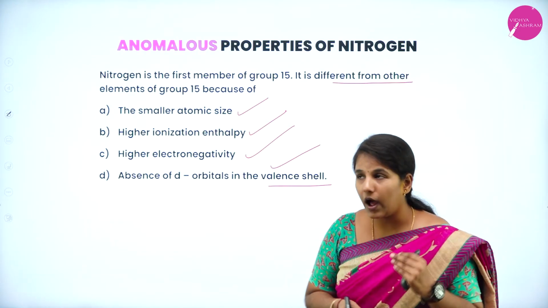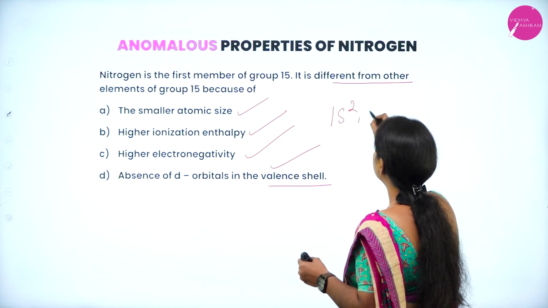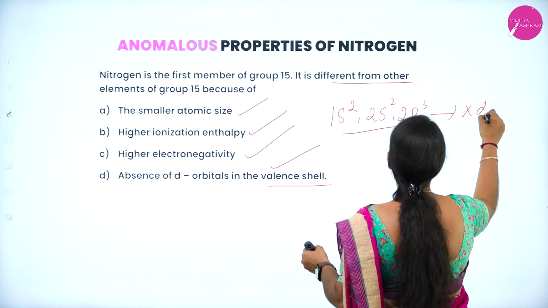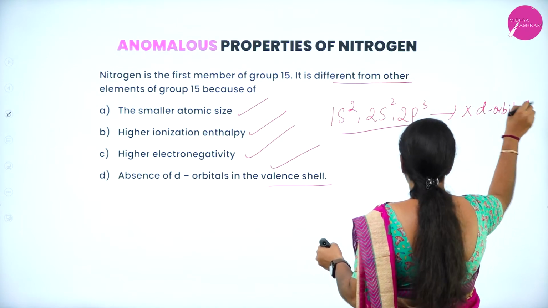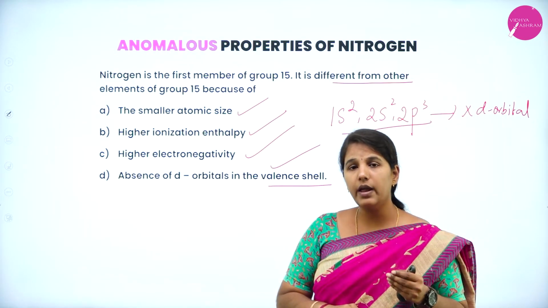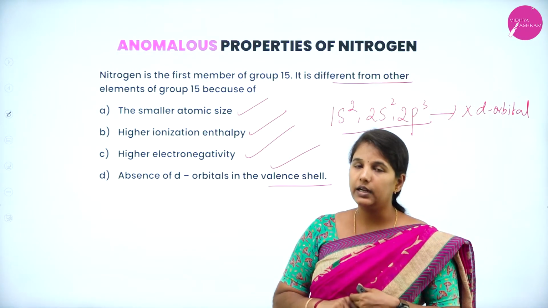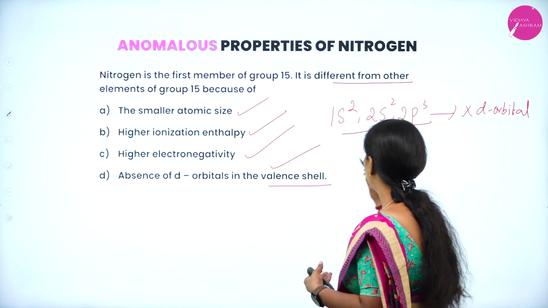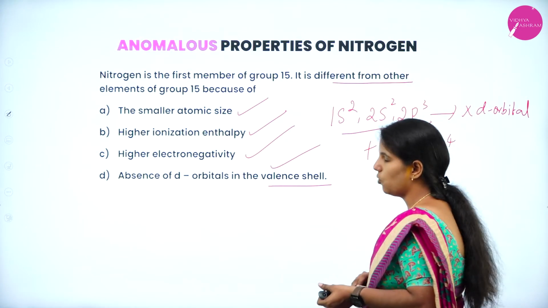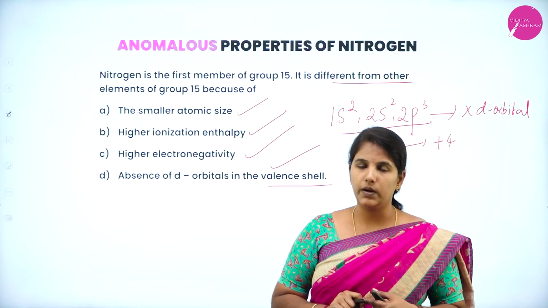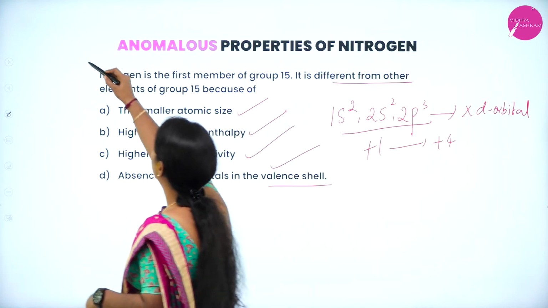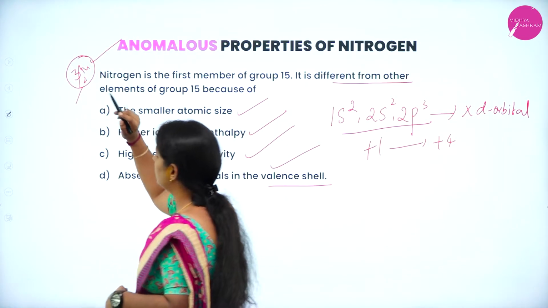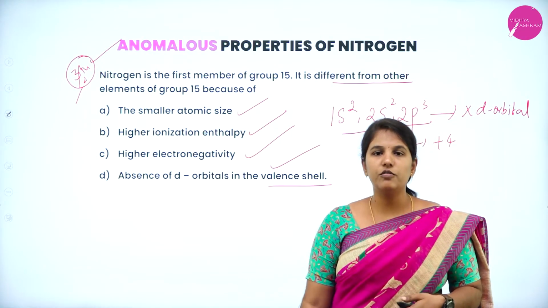Also, the general electronic configuration of nitrogen is ns2 np3, and there is no involvement of d orbitals. That is why, in the oxidation states I have explained, nitrogen will not show a +5 oxidation state; it can show oxidation states from +1 to +4. These are the anomalous properties of nitrogen. So especially for 3 marks, or even for 2 marks, they can ask you to write the anomalous properties of nitrogen.